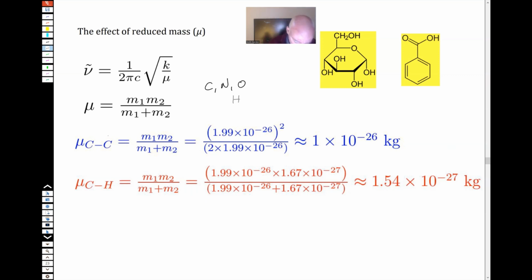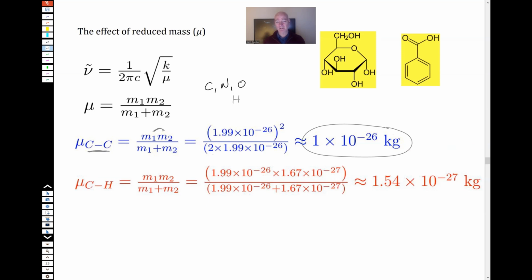Let's look at a calculation for carbon to carbon single bond. What's the reduced mass? It will be the same for a double bond as well, of course, because the reduced mass doesn't care about the bond order. Well, you've got this is the atomic mass of carbon in kilograms. It's 1.99 times 10 to the minus 26 kilograms. And you multiply it by itself because there's two of them there. And then you add the two together. So you get a value of about 1 times 10 to the minus 26 kilograms.